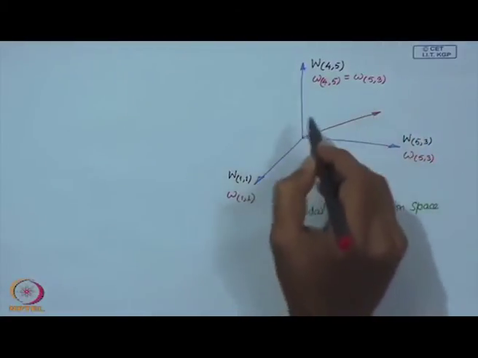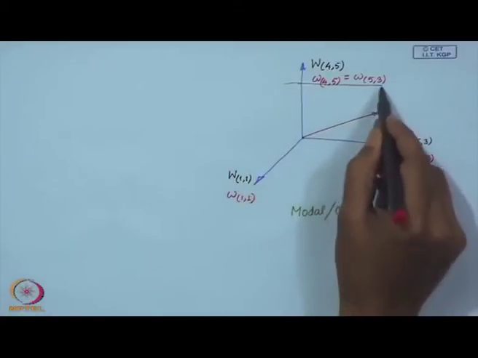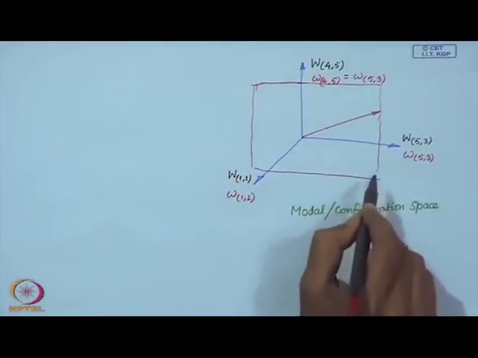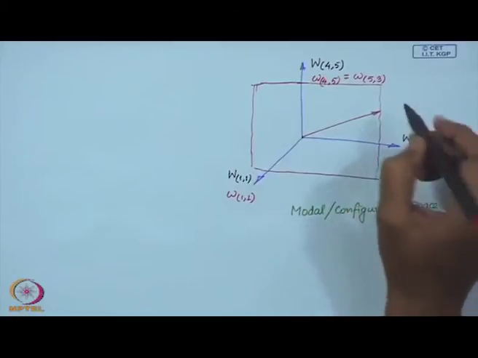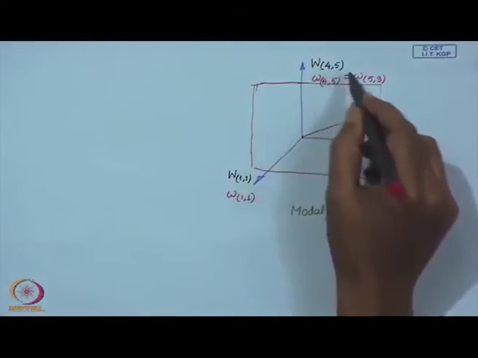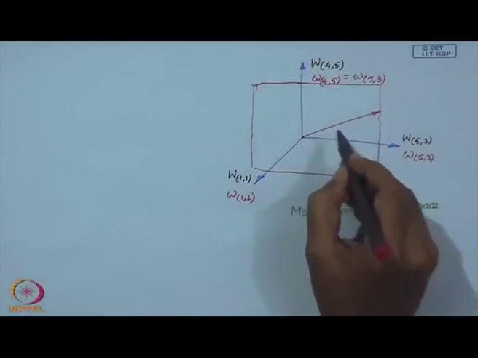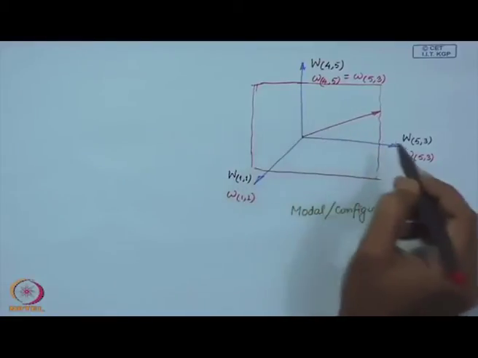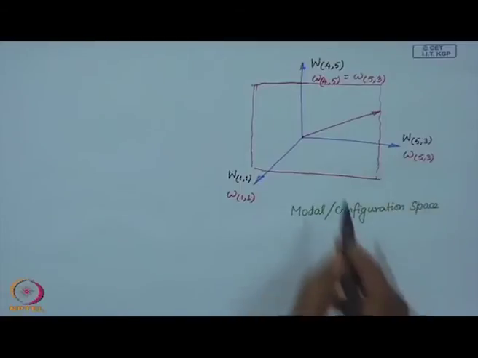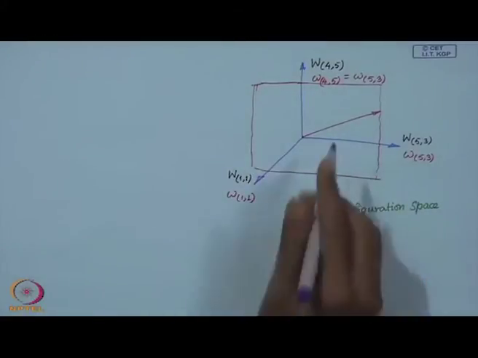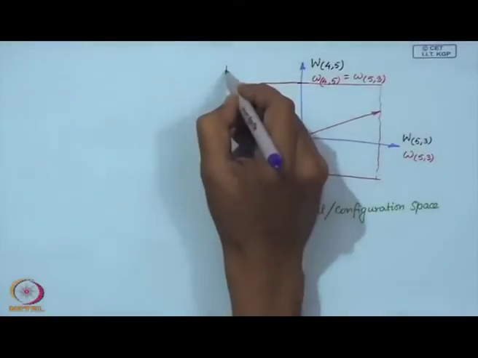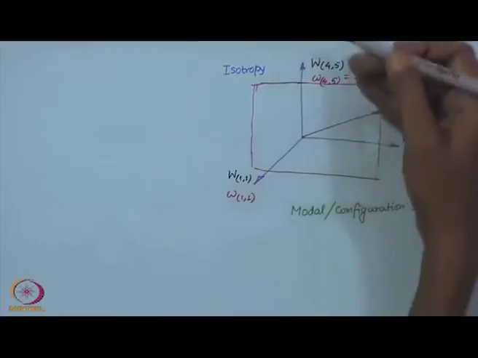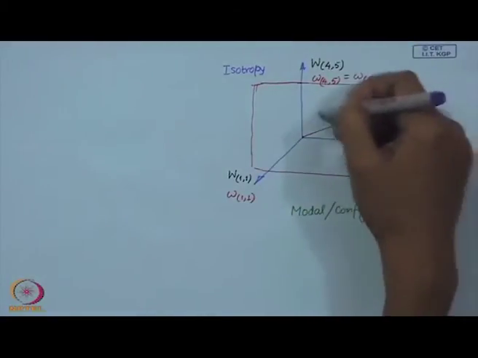So, anything that lies in this plane, so this is the W45, W53 plane. Anything that lies in this plane, any vector, any function that lies in this plane is also an eigenfunction of omega 53. So, we have some kind of an isotropy in this modal space. This plane is isotropic, any function on this is an eigenfunction.